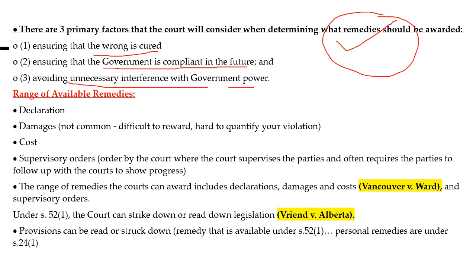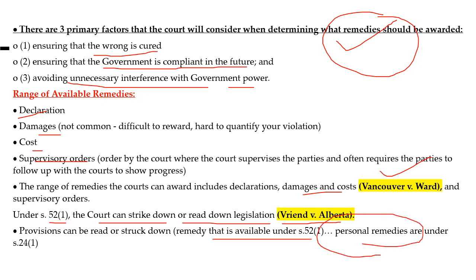So what are the available remedies? We have declarations, we can interfere in the legislation, we can strike down legislation, then we can award damages, and supervisory orders, where the court supervises the party and often requires the party to follow up with the court to show progress. Then we have another range of remedies like damages and costs, which were awarded in Vancouver versus Ward. Under section 52(1), the court can strike down or read down legislation, as happened in Brand versus Alberta. So provisions can be read down or struck down, a remedy that is available under section 52(1), but under section 24 we have only personal remedies.